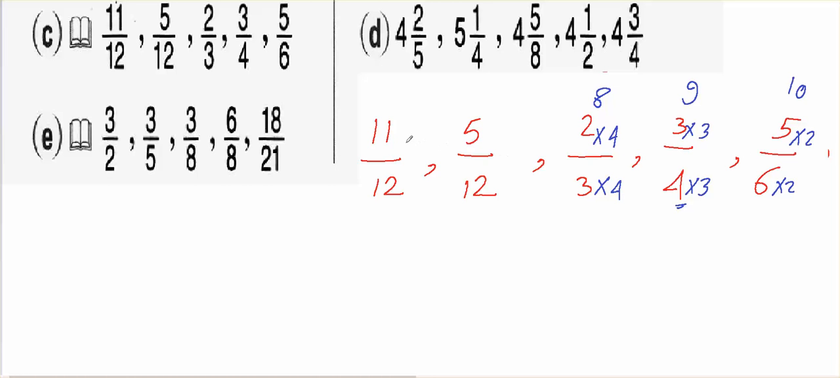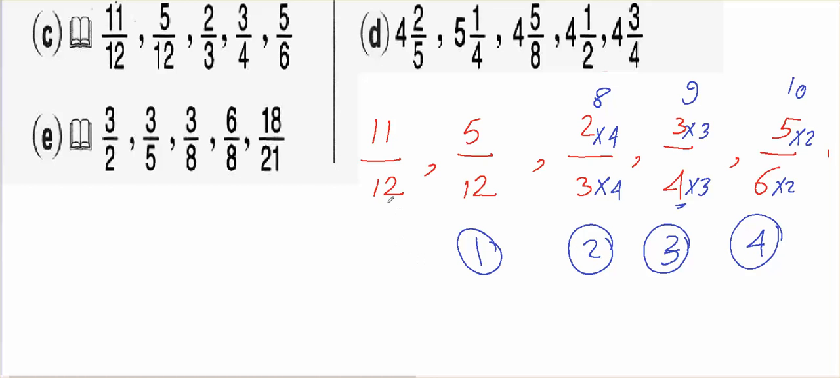Now we have 11, 5, 8, 9, 10, all of these numerators over 12. The smallest fraction, number 1, 5. After 5, 8, which represents 2 over 3. Number 3, 9, which represents 3 over 4. The fourth fraction, 5 over 6. The last fraction, 11 over 12.